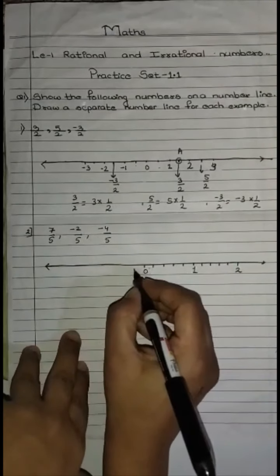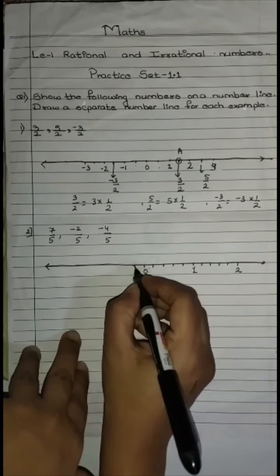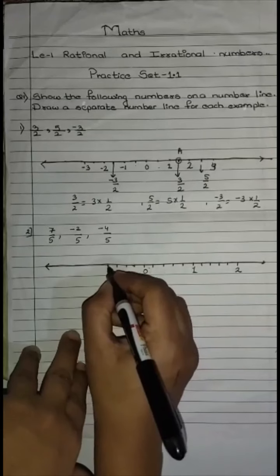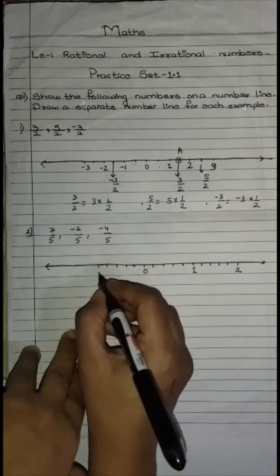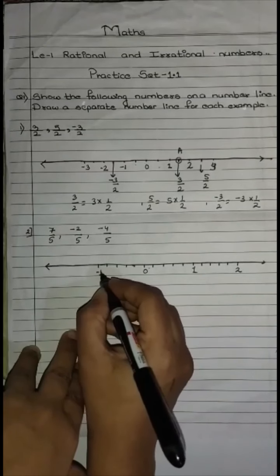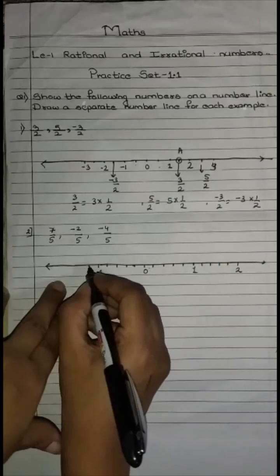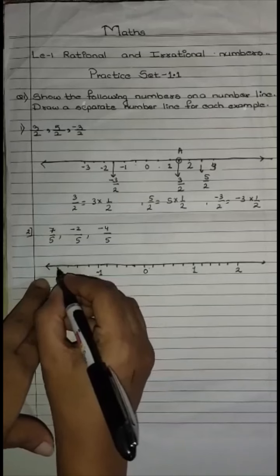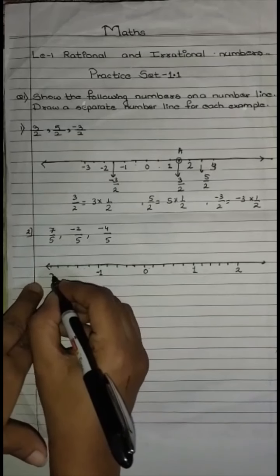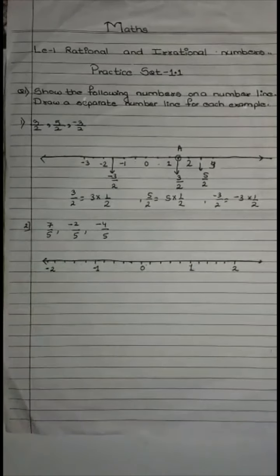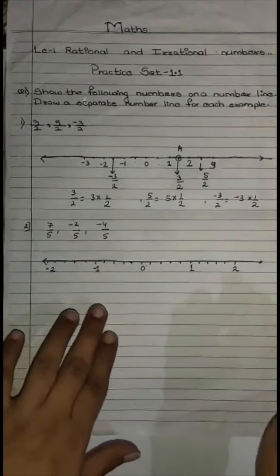Now here this side also 1, 2, 3, 4, 5. This is minus 1. Again 1, 2, 3, 4, 5. This is minus 2, students, and these numbers go up to infinity.